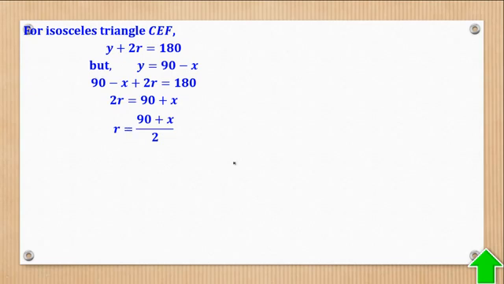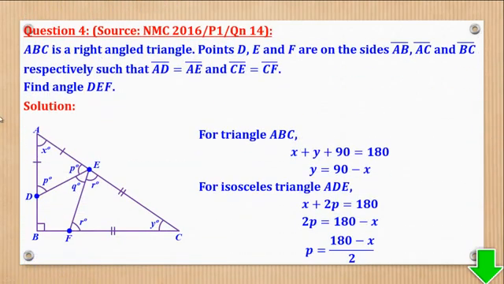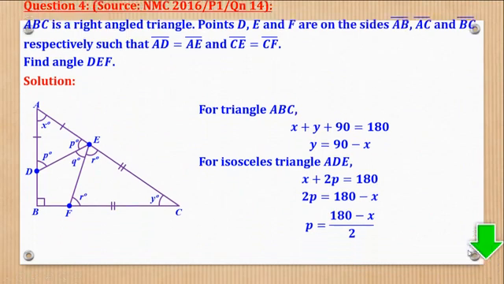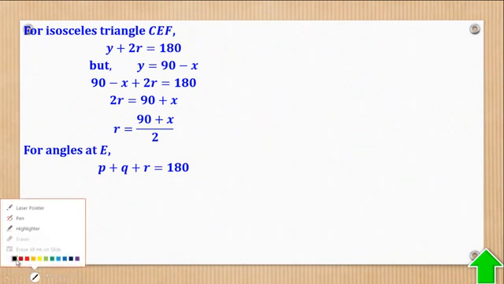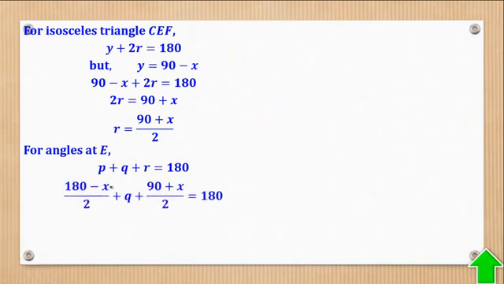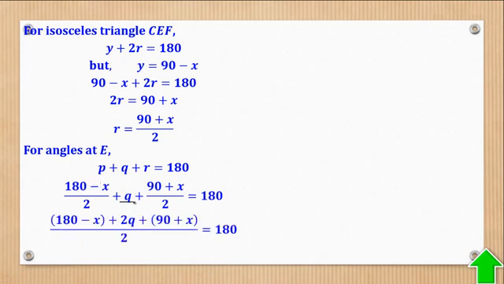Okay, now I have p and r in terms of x. I remember that angles on a straight line add up to 180. So when I add this plus this plus this, I should get 180. That should be in my mind. So substitute for p and for r. Then get the LCM. This is like 2 over 1. So this divided by this is 1 times this to give you this bracket. 2 divided by 1 is 2 times z to give you 2z. 2 divided by 2 is 1 times this to give you that.